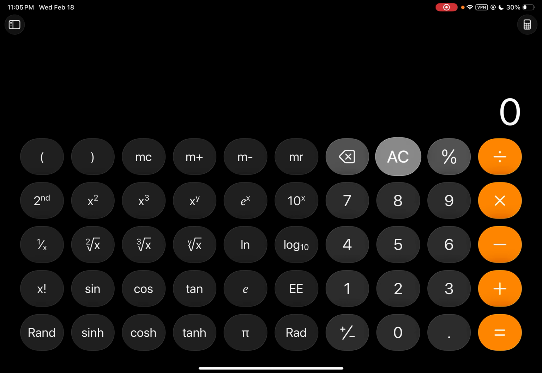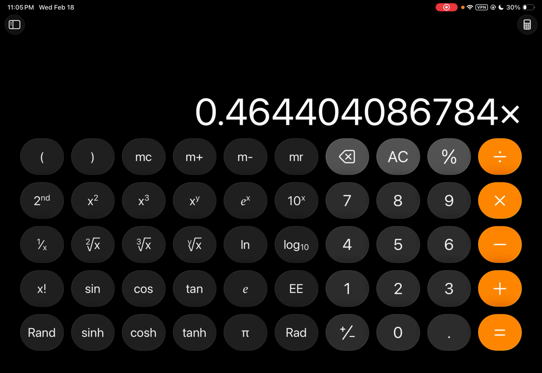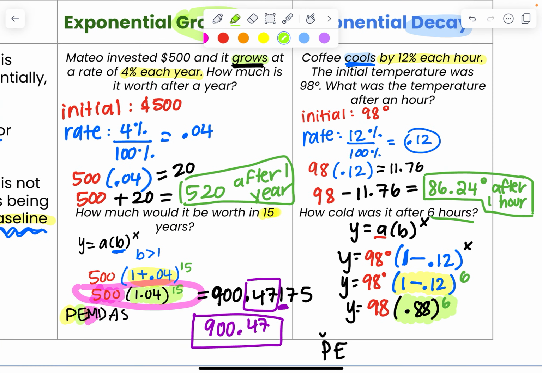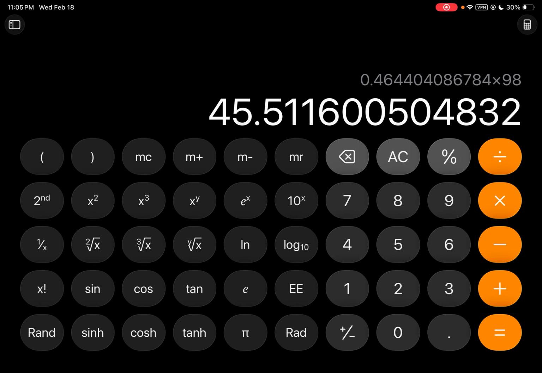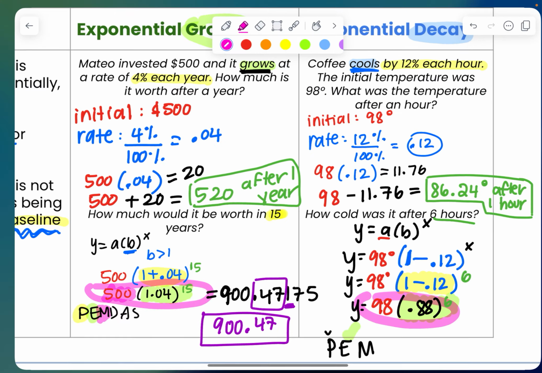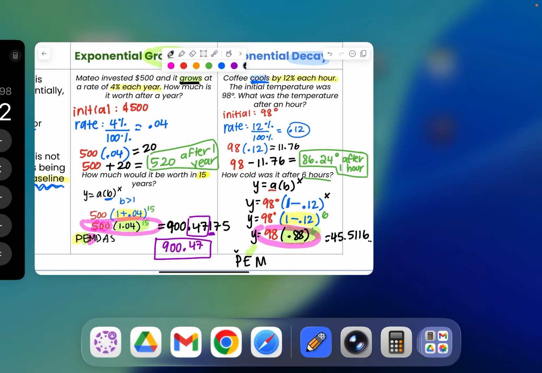Let's go into our calculator. 0.88, raise it to the 6th power, and I get this crazy decimal. Remember, don't write this all out. Just multiply it. That's the next part of PEMDAS, right? We've got the P, we've got the E. Now we're going to multiply or divide. We're multiplying 98 times it. So go in here and multiply by 98, and boom, I got 45.5116, all kinds of stuff, and it continues on, right?